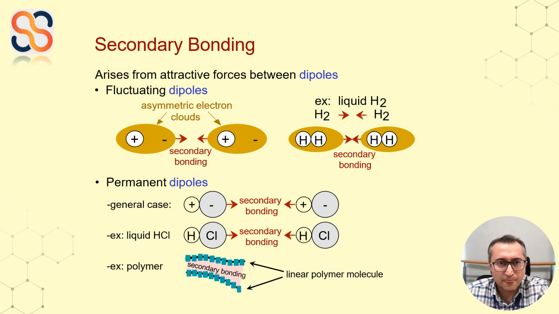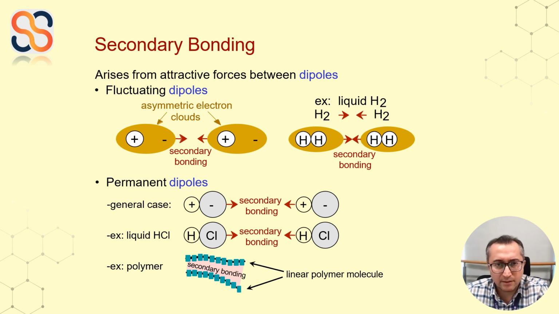For example, fluctuating dipoles occur when the electron clouds around atoms are asymmetrical. Think about it. At any given moment, the electron in an atom might not be evenly distributed, leading to a temporary dipole. A classic example of this is liquid hydrogen, where these temporary dipoles create weak attraction between molecules.